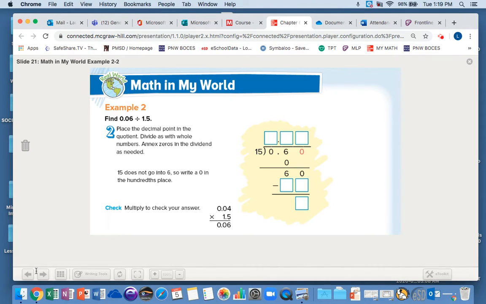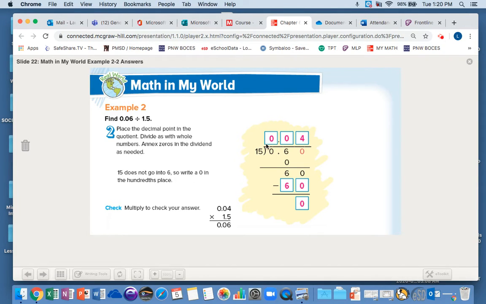Beautiful. So here I want to show you how you check for that one. Okay, so they're showing you right here how you check. And here they were showing you how you annex in the 0. It says place the decimal point in the quotient. The quotient is the answer. Divide as with whole numbers. Annex zeros in the dividend as needed.